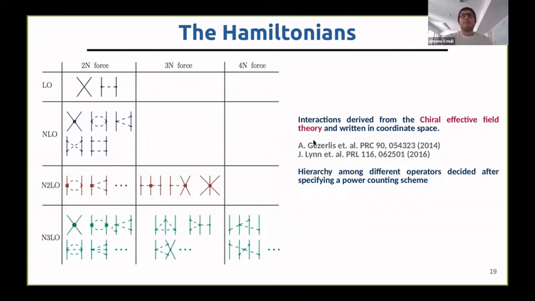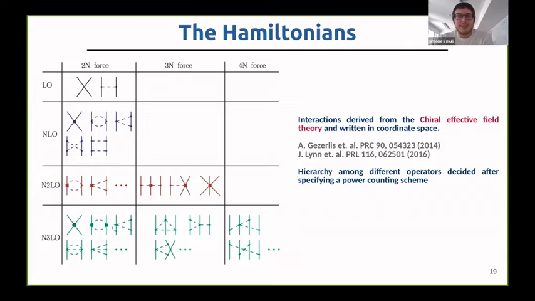And let me tell you, in the modern view of doing nuclear physics, nuclear interactions are derived from effective field theories. In particular, in my work, I'm using the chiral effective field theory, which is a low energy theory of QCD, written in terms of pions and nucleons as degrees of freedom. And the chiral effective field theory gives us a set of nuclear operators.